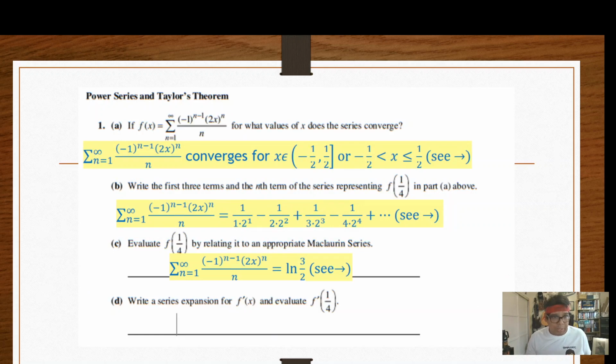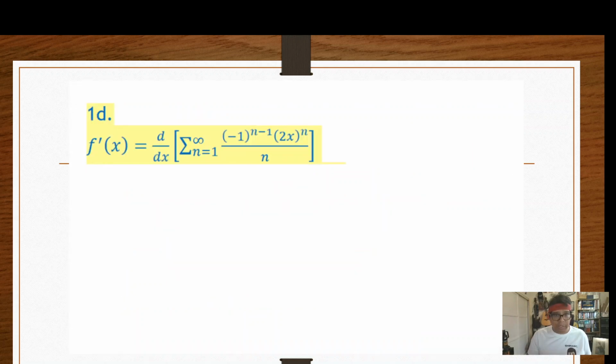Finally, write a series expansion for f prime and evaluate f prime of 1/4. So the trick on this one is to make sure that you take the derivative before you substitute that 1/4. In this one, the style that I'm going to use is I'm going to take the derivative of the general term. You could absolutely take the derivative term by term, but I think it might be easier to see what's going on if we take the derivative of the general term in this case.